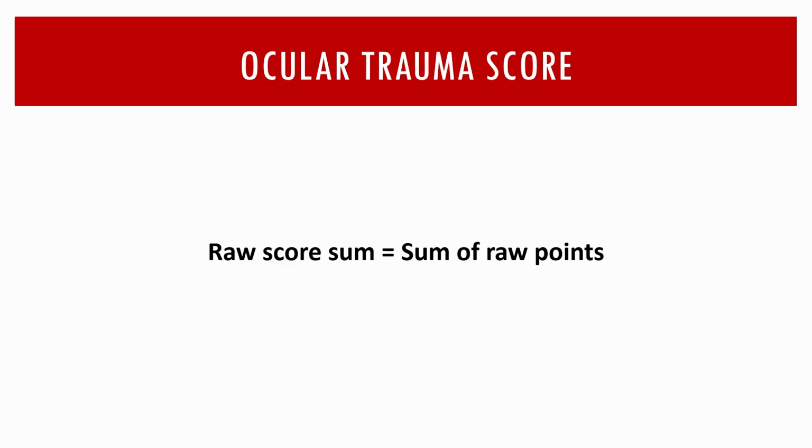Once we have identified all the variables present, the next step is very simple. Calculate the raw score sum by adding the initial visual acuity score and then subtracting the points corresponding to any negative prognostic factors present. For example, if a patient presents with visual acuity of hand movements, the initial raw score is 70. If the same patient also has globe rupture and retinal detachment, we subtract 23 and 11 respectively. So the final raw score sum would be 70 minus 23 minus 11, giving a score of 36. This raw score sum is then used to determine the final ocular trauma score category.